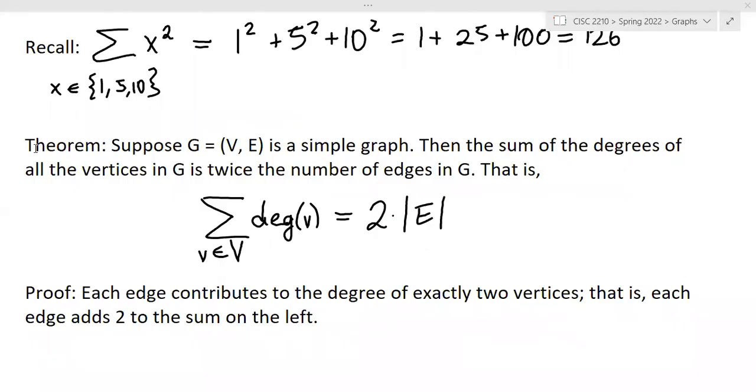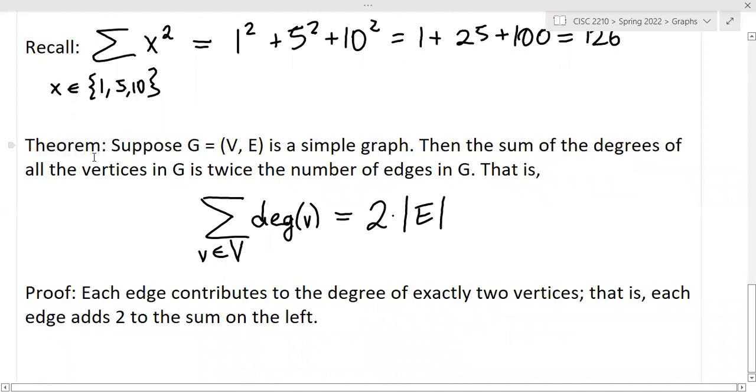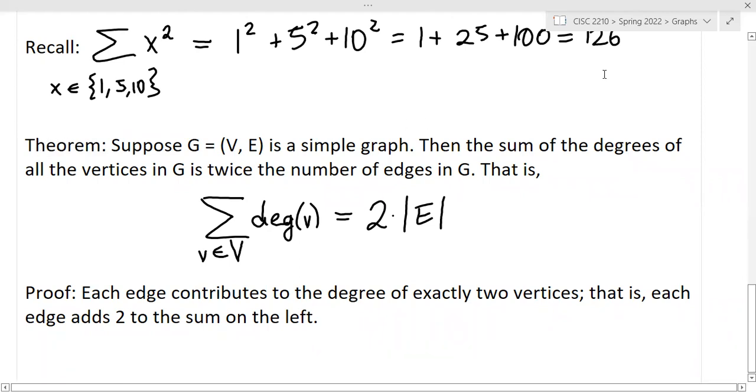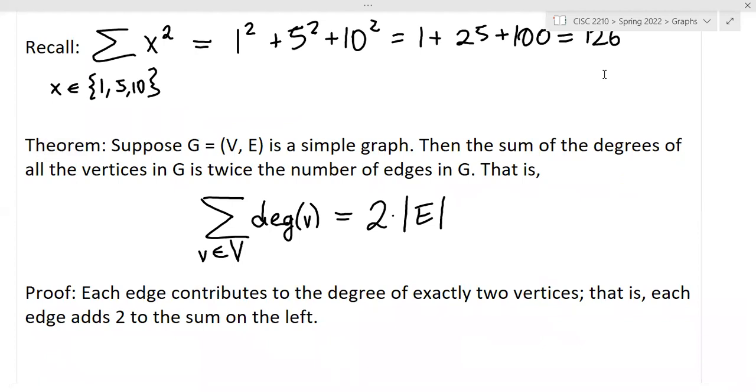So this is a theorem that applies to all graphs. By the way, a theorem is just a proposition, but propositions that are considered important are called theorems. It's just a statement that is either true or false, and in this case, we proved that it's true.